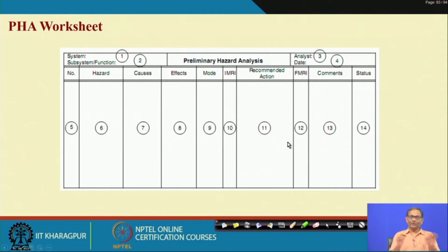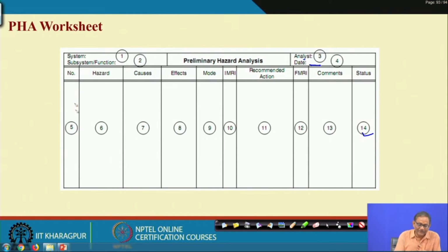Then when you try to document, the documentation has how many components? 14 components. First is system, subsystem, function. You have to write what is the system, what subsystem, then who is the analyst, what is the date. These are the minimum basics.